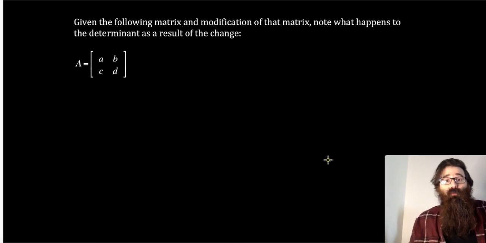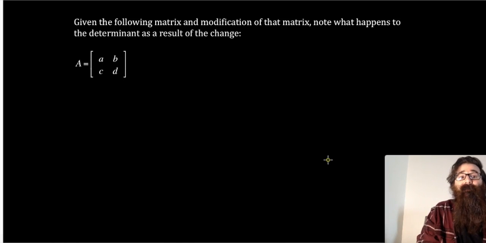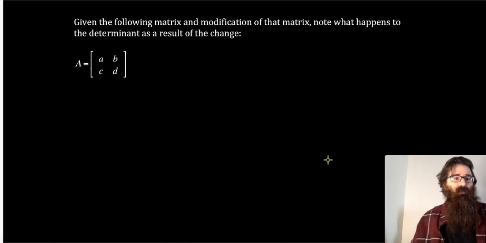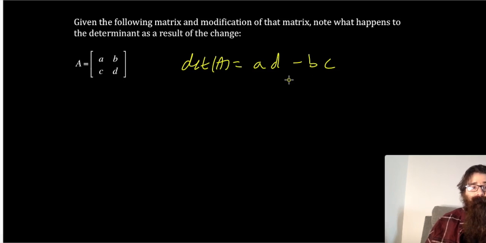Let's talk about one last thing before we end the lecture for this section. Let's talk about how the different elementary row operations are going to affect the determinant of a matrix. And I think you're going to be pleasantly surprised with what happens here. So let's start with this matrix A, and we can find the determinant of A. We just have a, b, c, d for the rows. That's going to be a times d minus b times c.